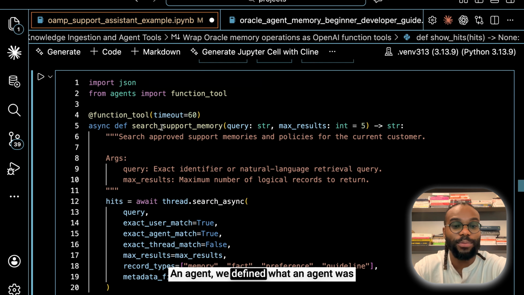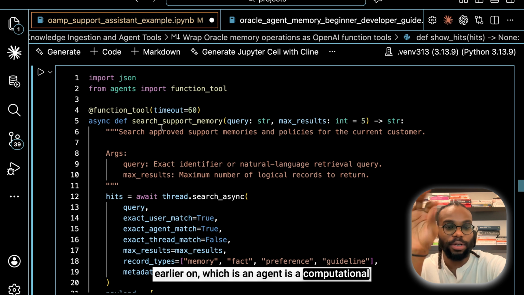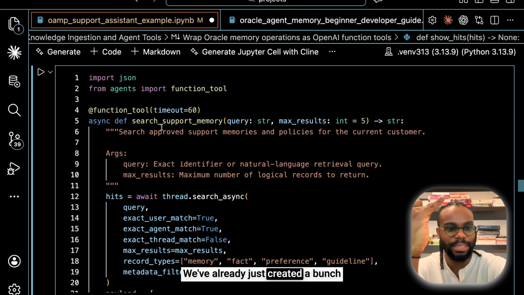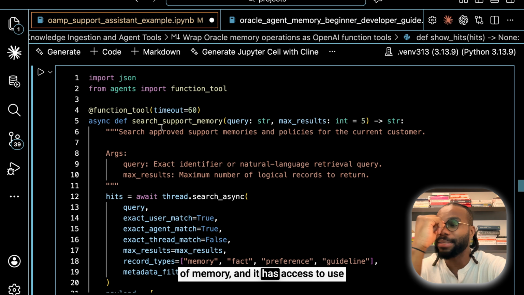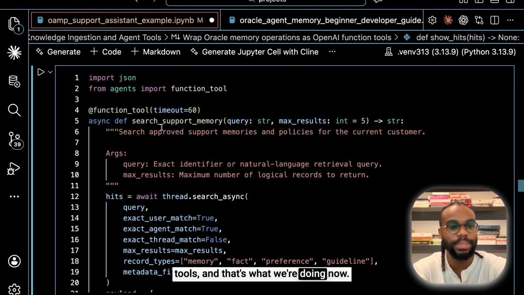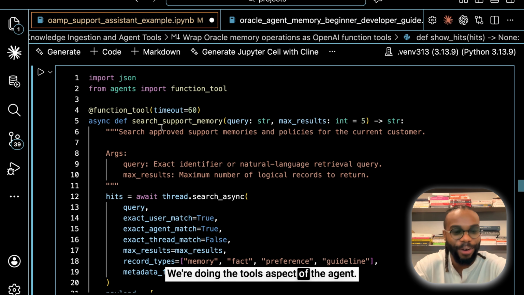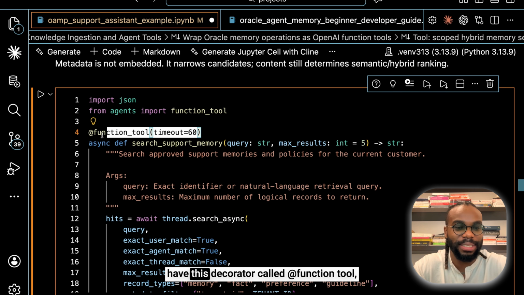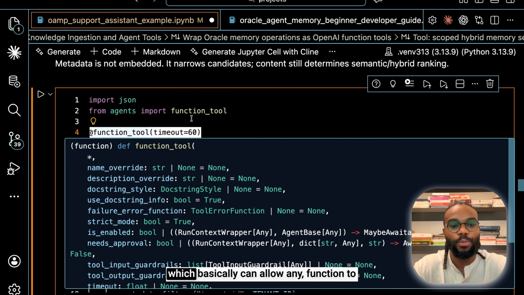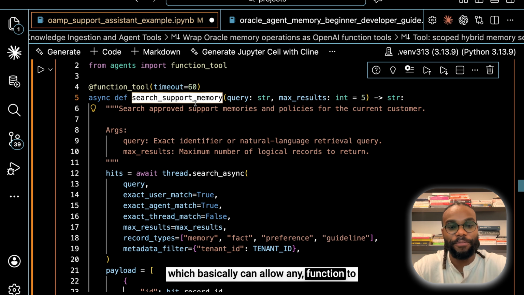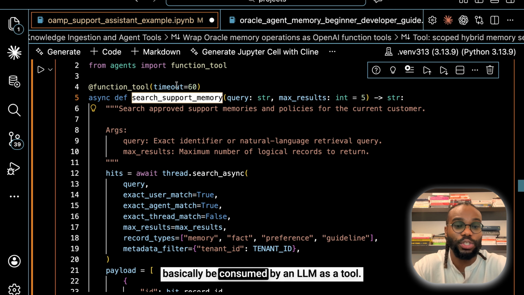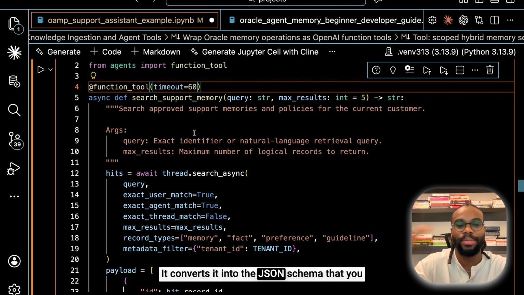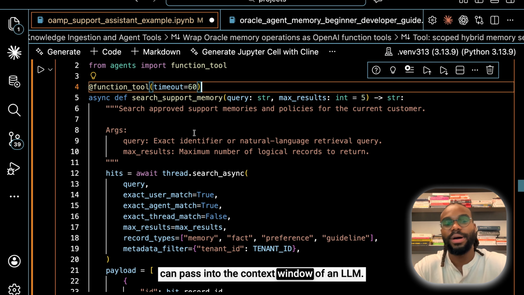We defined what an agent was earlier on: an agent is a computational entity that can perceive its environment. It has memory, and we've already created a bunch of memory, and it has access to tools. That's what we're doing now. We're doing the tools aspect of the agent. Within the OpenAI Agent SDK, you have this decorator called @function_tool, which basically allows any function to be consumed by an LLM as a tool. It converts it into the JSON schema that you can pass into the context window of an LLM.